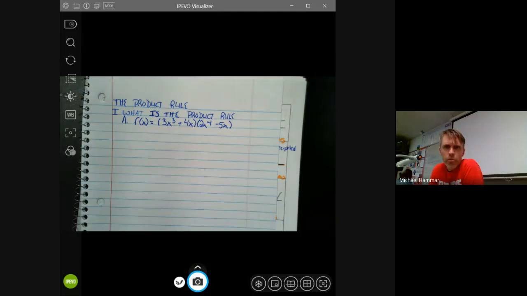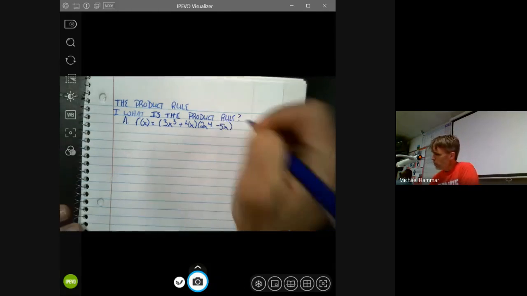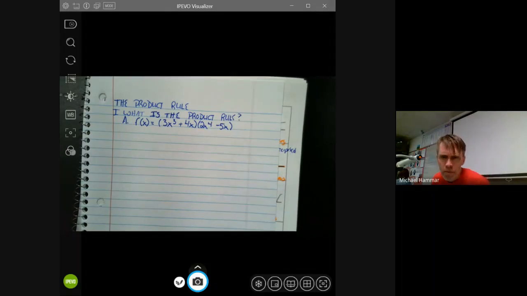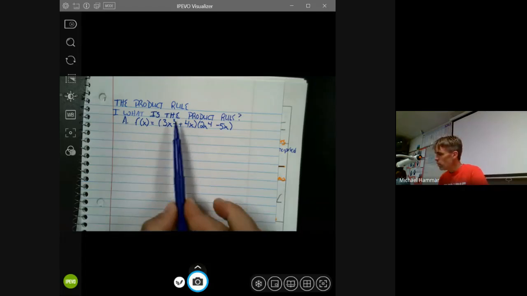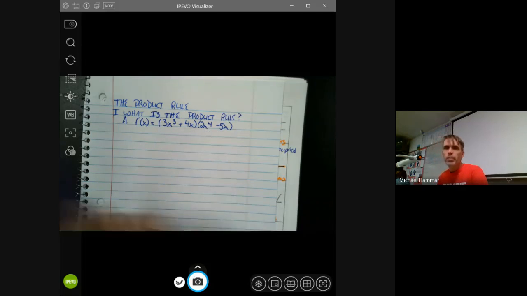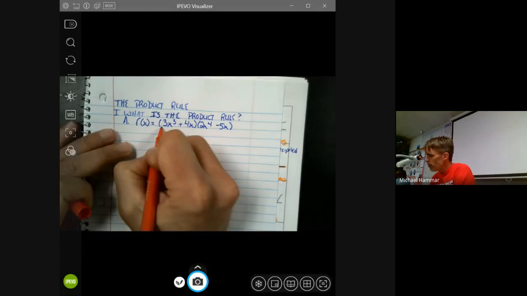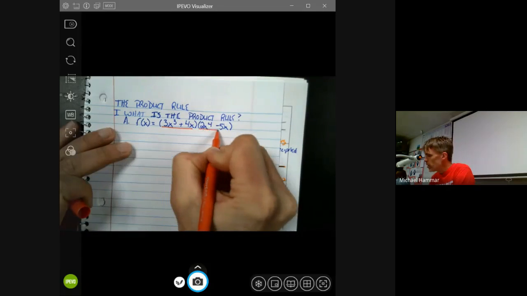Okay, so we're going to take a look at what's called the product rule. So first of all, what is the product rule? And we're going to also talk about how does it work. If you take a look at this problem, we have f of x equals 3x cubed plus 4x, all the quantity of that, times the quantity of 2x to the fourth minus 5x. Now with this sort of rule, you cannot use the power rule, just taking the power rule of each of the pieces, because they are being multiplied together. So if you notice, we have this quantity times this quantity.